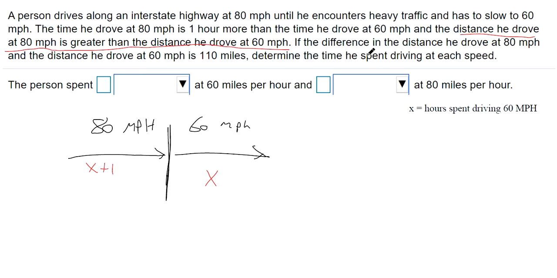Oh, here it is. The difference in the distance he drove at 80 miles per hour and the distance drove at 60 miles per hour is 110 miles. Determine the time you spent driving at each.